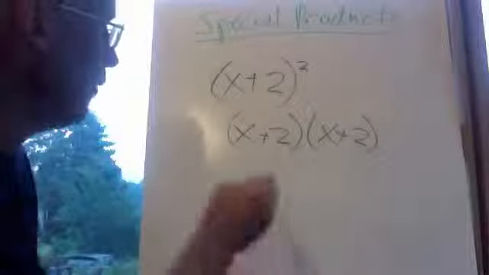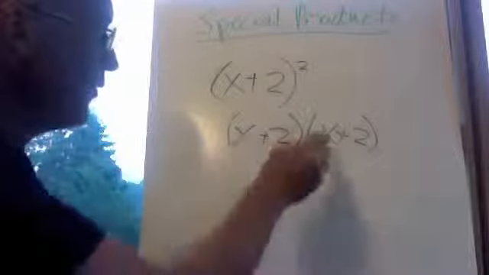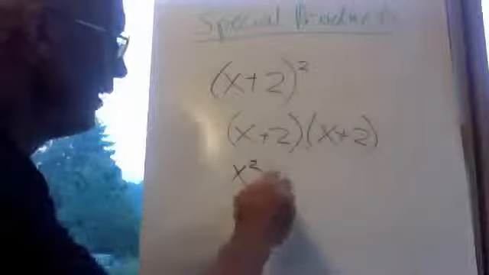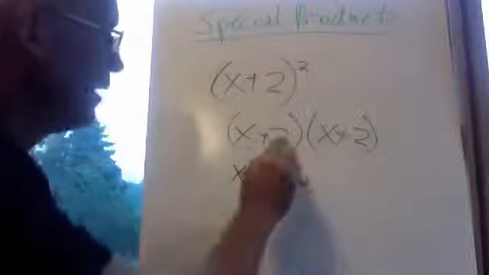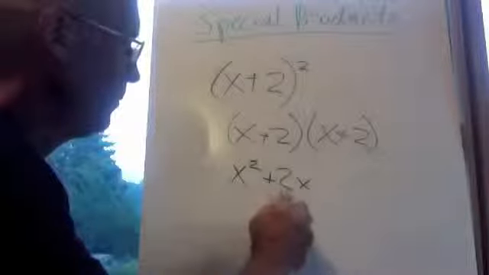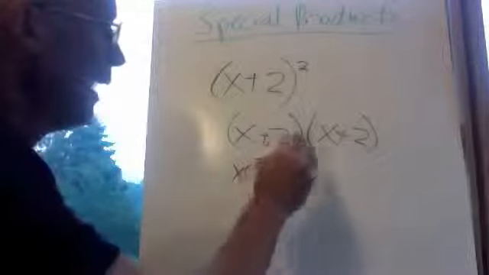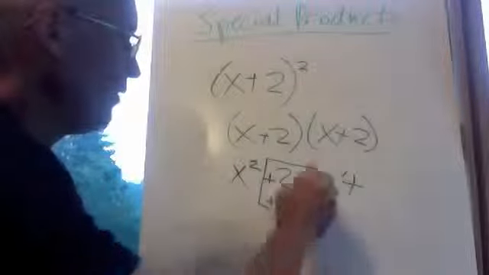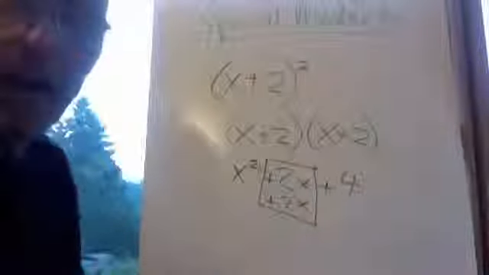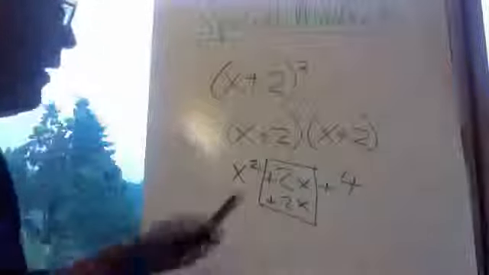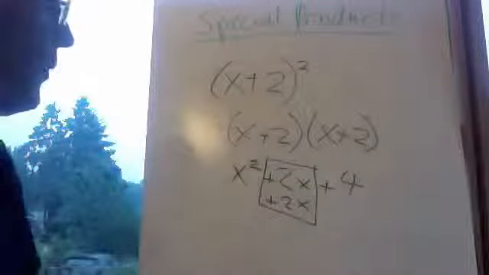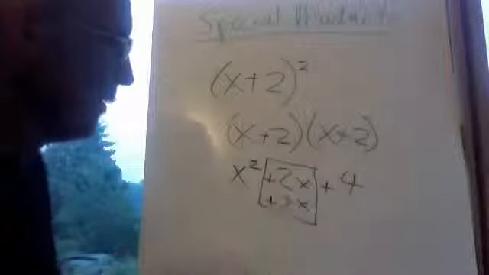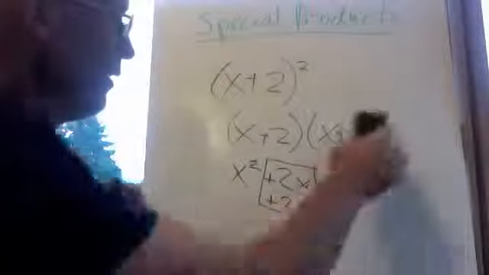If we did FOIL, you see that it's the first times first, outside times outside, inside times inside, and last times last. And then these you're always going to combine together. Look at how that relates up here. After a while, you're not even going to really need to write it out like this.